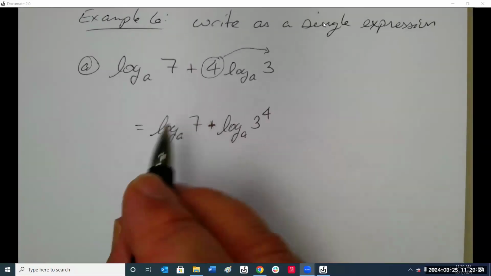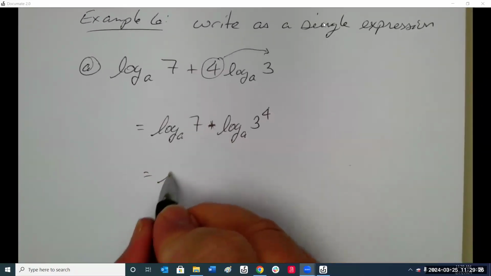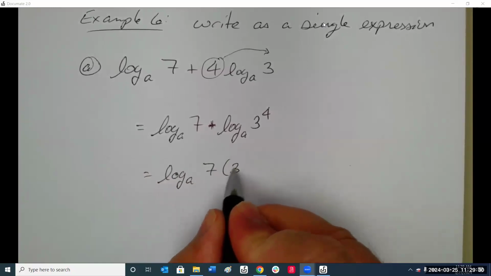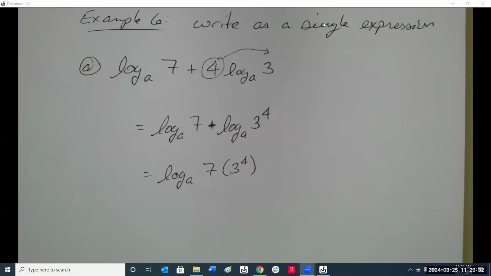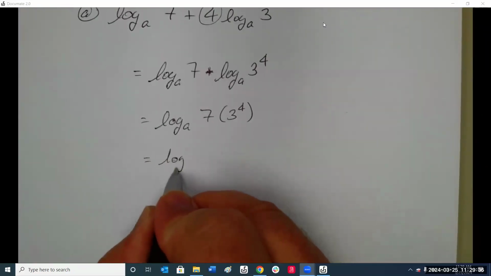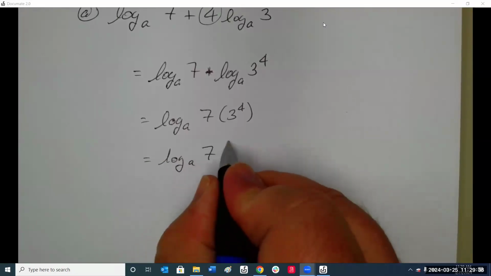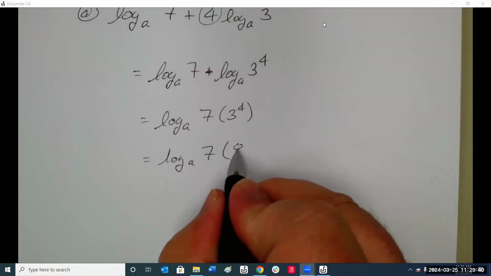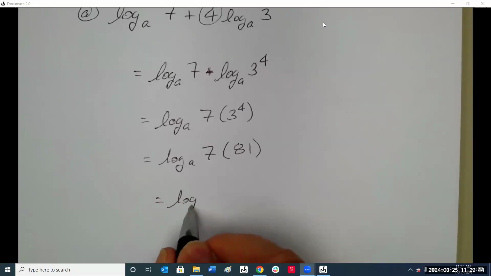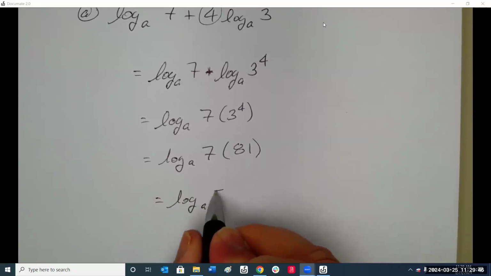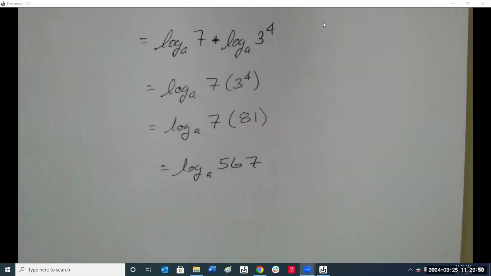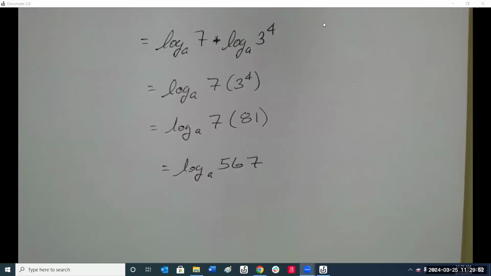Since it's an addition, and they're both log base a, I can multiply them. Three to the fourth is 81. We get 567.